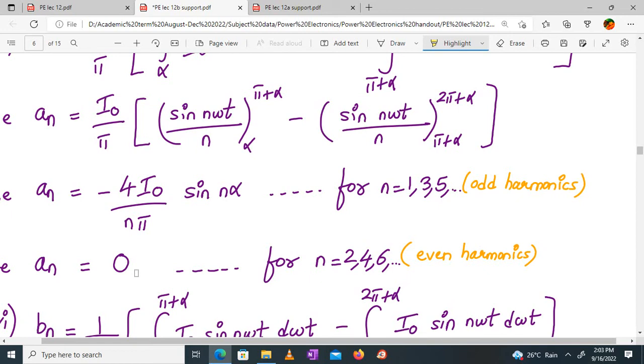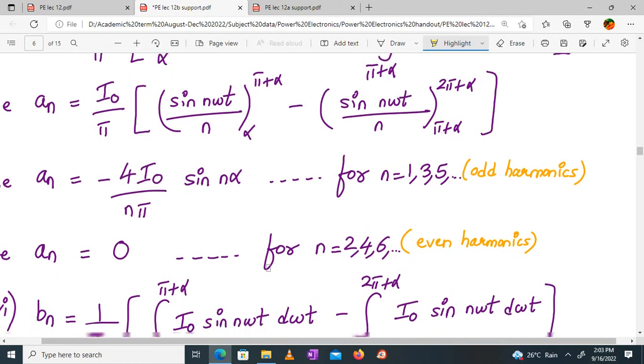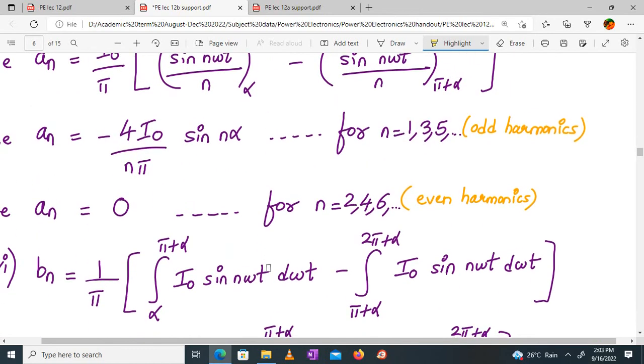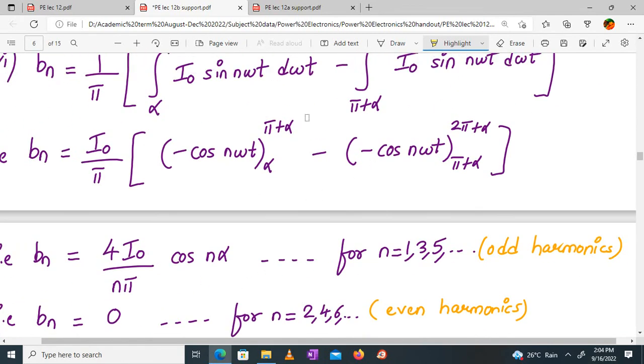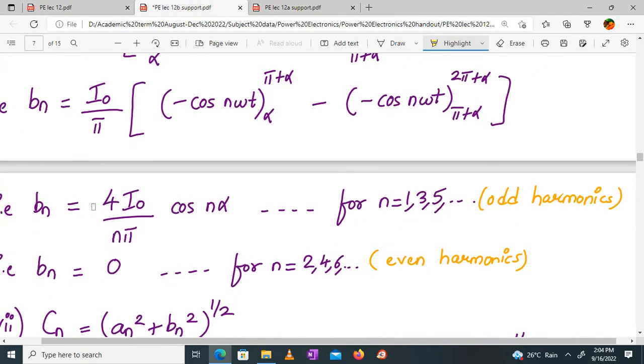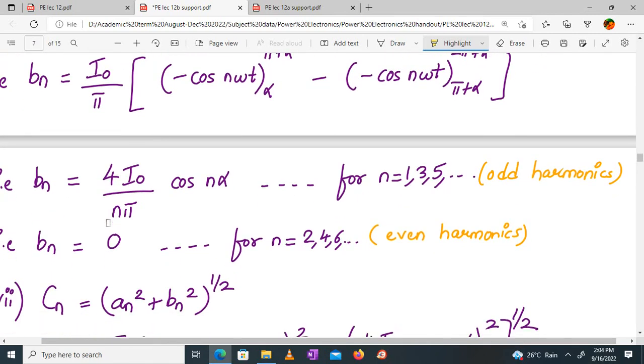Fine. Similarly, that's why we consider only odd harmonics. The statements above were said earlier, and here the mathematics is there to prove it, right? Did you write it down? Okay. Similarly, Bn. I'm not going into details; you can do that on your own time. Write the equation for Bn: 4 I naught divided by n pi into cos n alpha for odd harmonics n equal to 1, 3, 5, and it will be 0 for even harmonics. Correct?